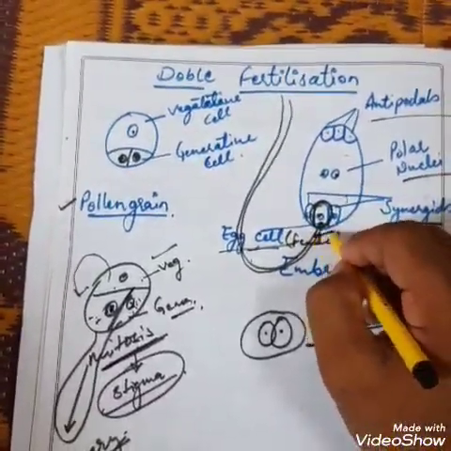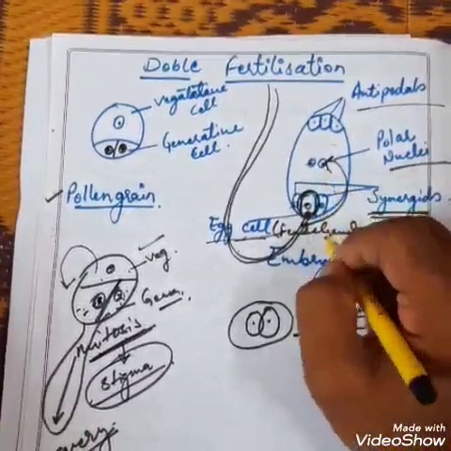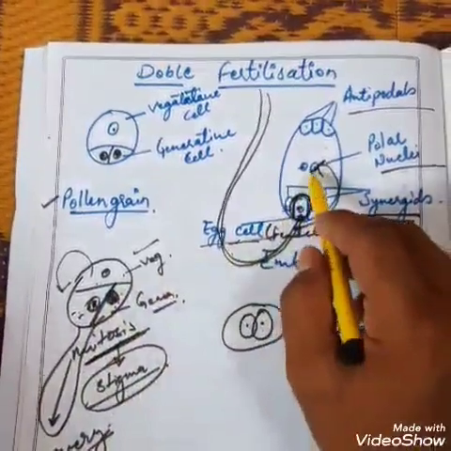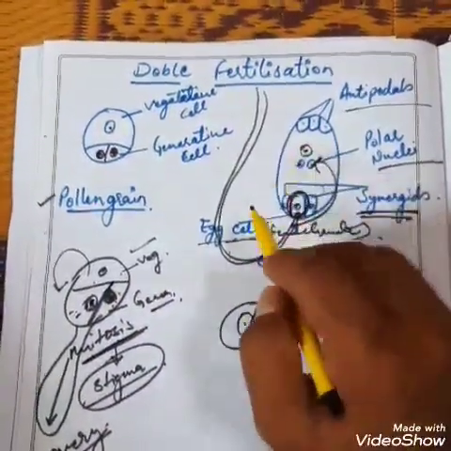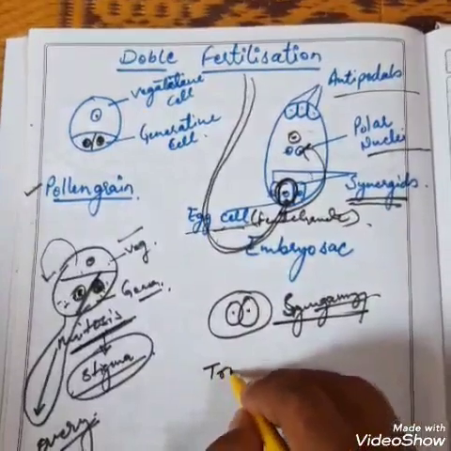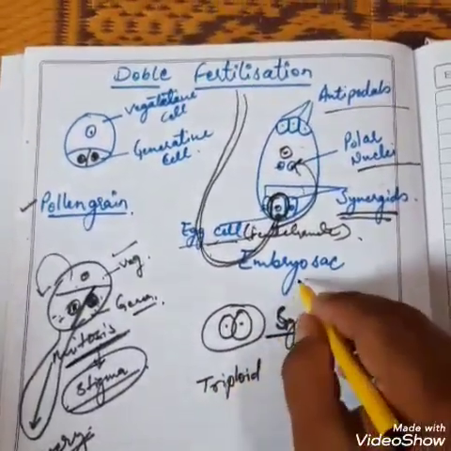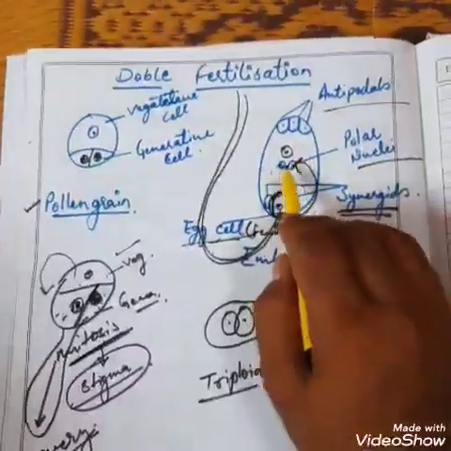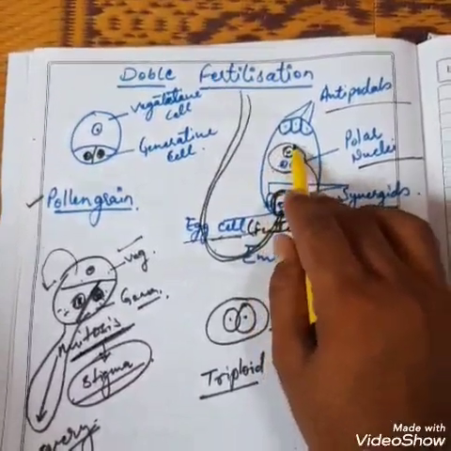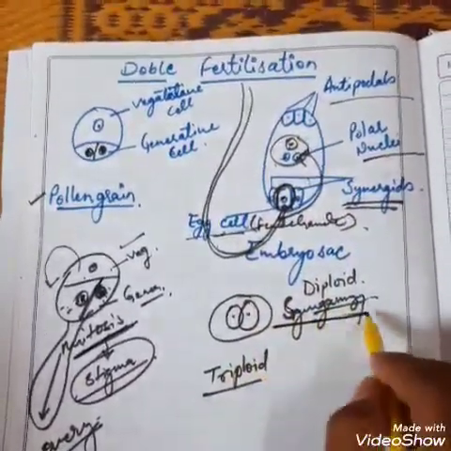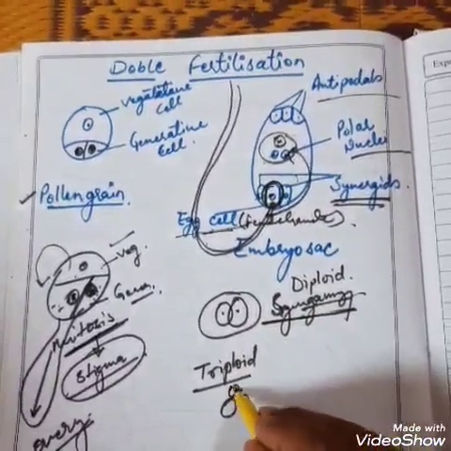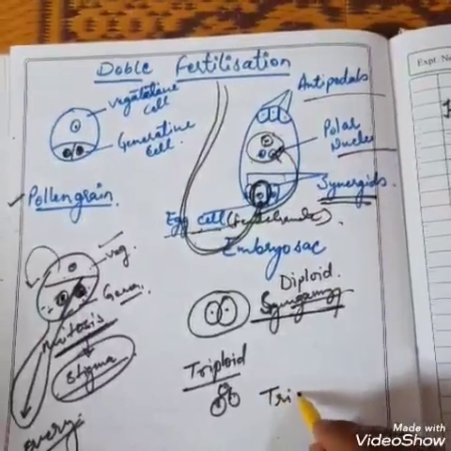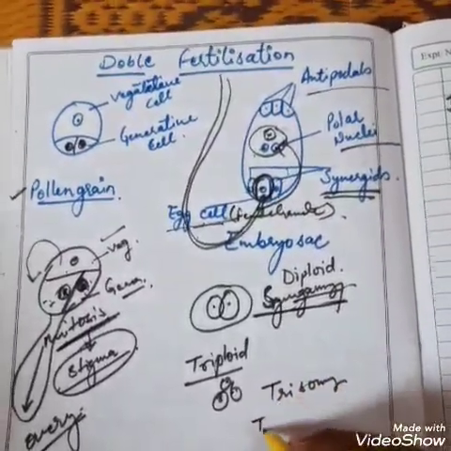The other male nucleus goes towards the polar nuclei and fuses with the two nuclei, making a triploid structure. The syngamy gives a diploid structure, and here it makes a triploid structure, with three nuclei combining. This is known as triple fusion.